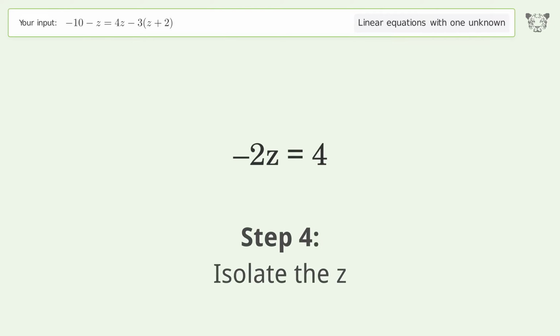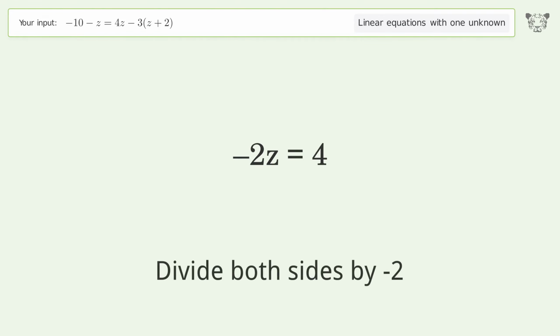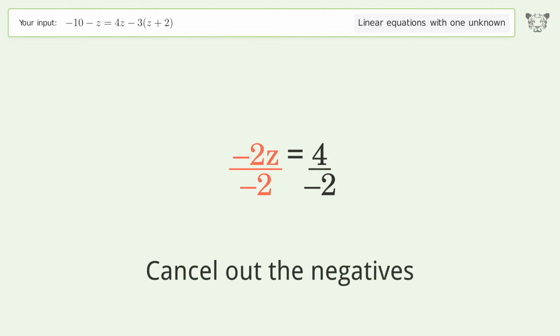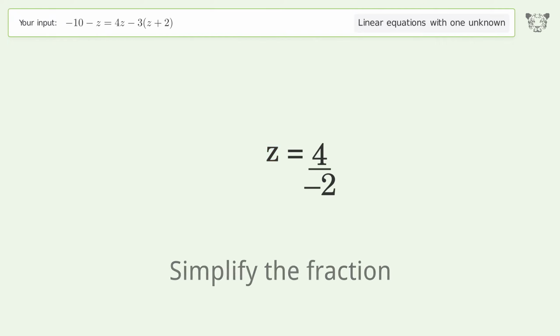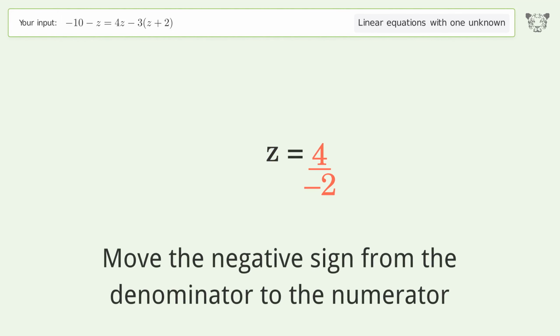Isolate the z. Divide both sides by -2. Cancel out the negatives. Simplify the fraction. Move the negative sign from the denominator to the numerator.